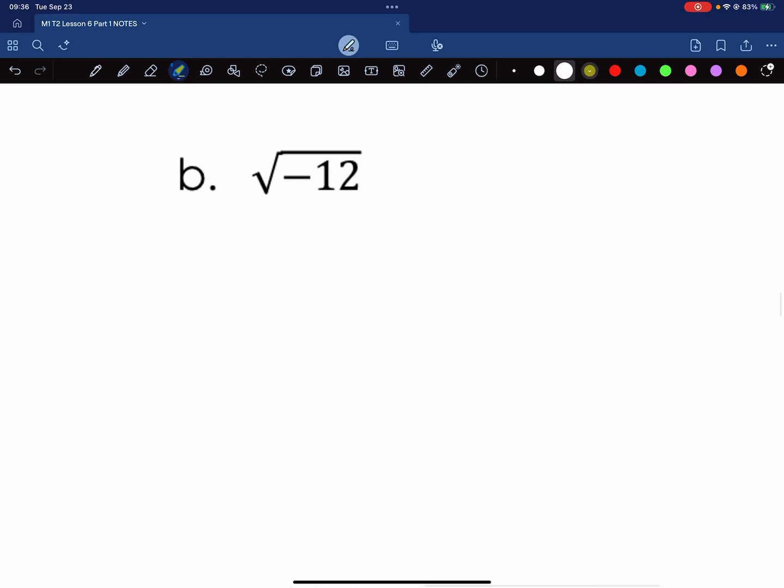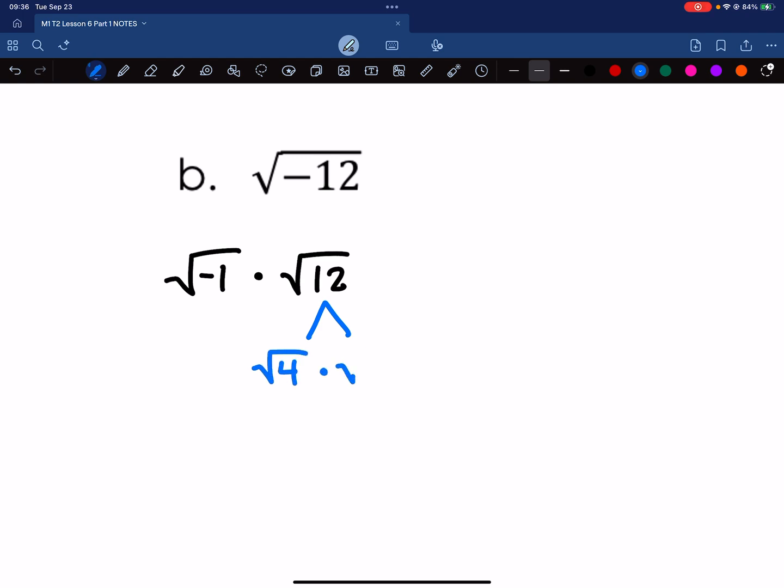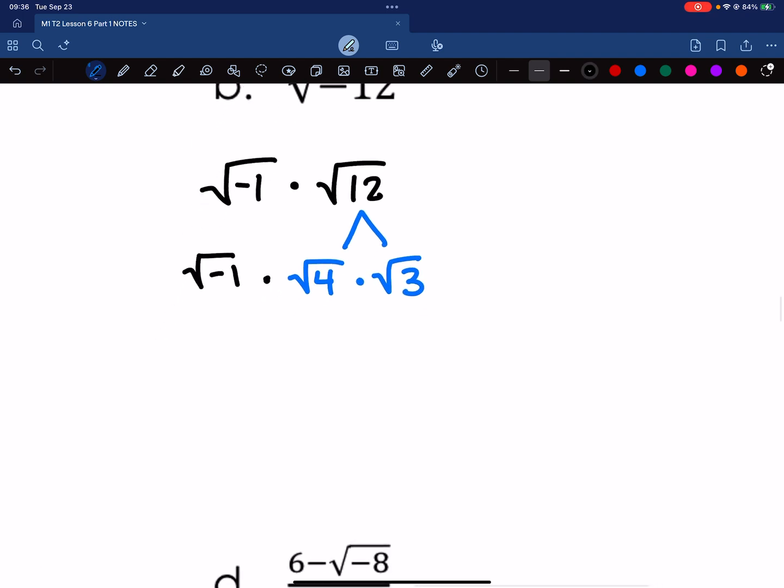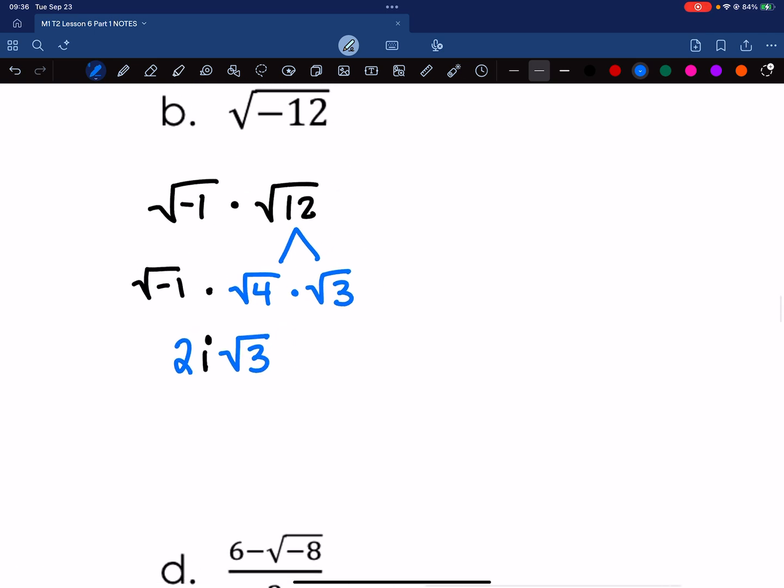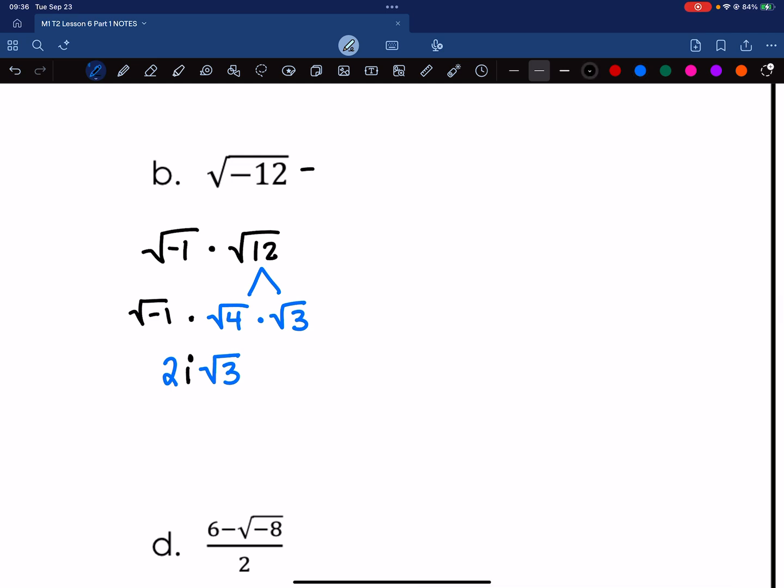Okay, looking over here, we have the square root of negative 12. That would be the square root of negative 1 times the square root of 12. Now, in the previous lesson, we learned how to simplify radicals that are not perfect squares. So remember, this right here can be split into the square root of 4 times the square root of 3. And so I'm going to go ahead and drop down the square root of negative 1, and then we simplify. We know the square root of negative 1 is i, the square root of 4 is 2, and then the square root of 3 doesn't simplify. So therefore, the square root of negative 12 turns into 2i square root of 3.